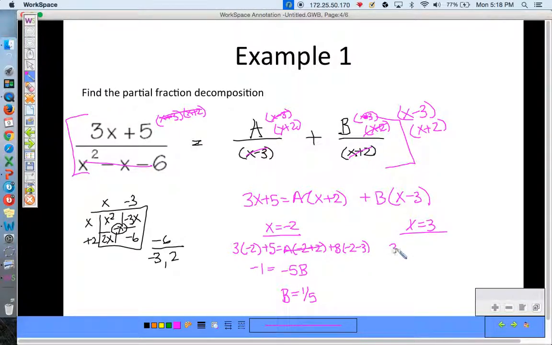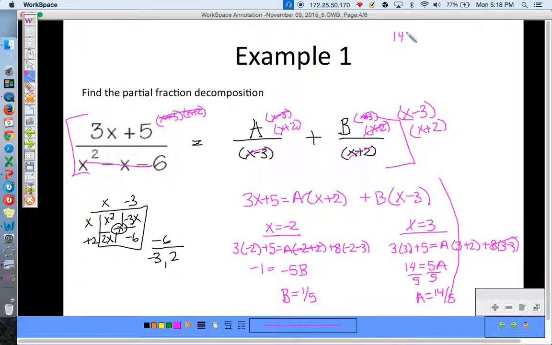So let's plug in that. 3 times 3 plus 5 equals a times 3 plus 2 plus b times 3 minus 3. Well, 3 minus 3 is 0. Let's see, 9 plus 5 is 14, equals 5a. So a equals 14/5. So our final answer, our a value, we have 14/5 over x minus 3 plus our b value of 1/5 over x plus 2.